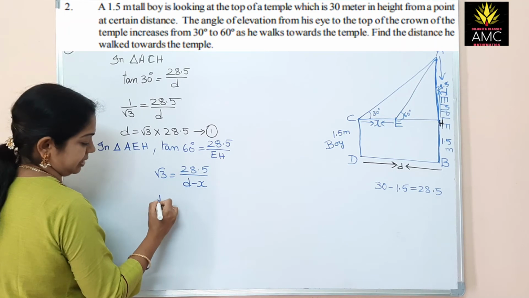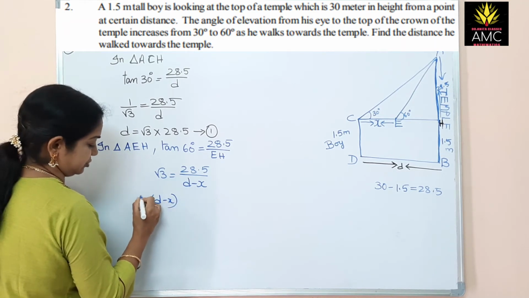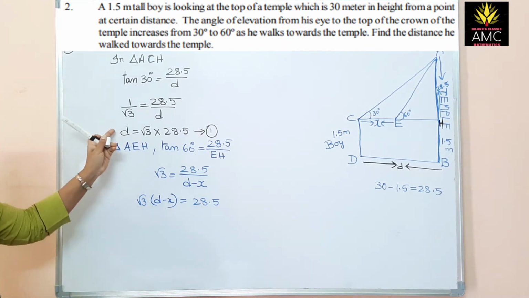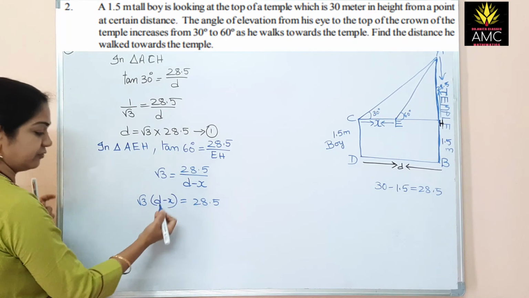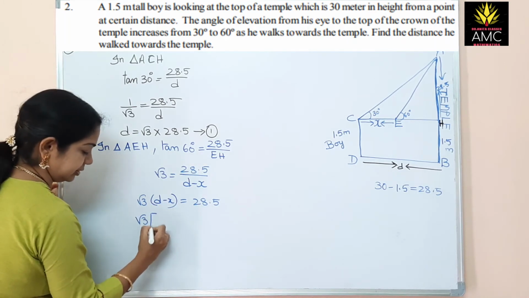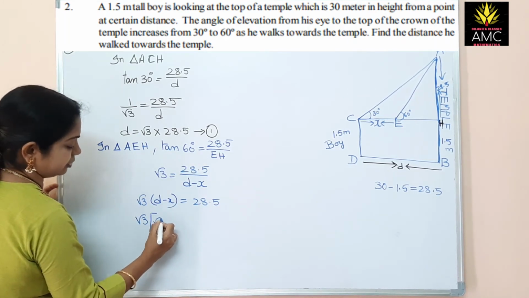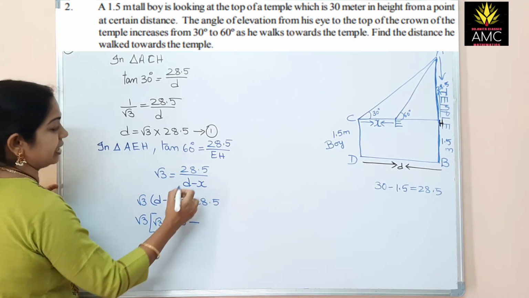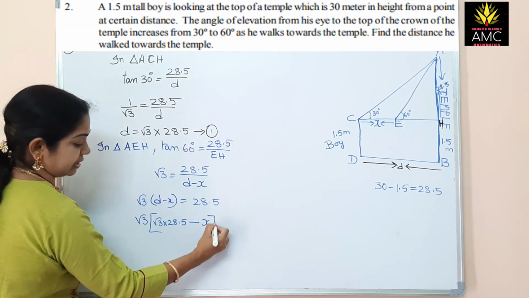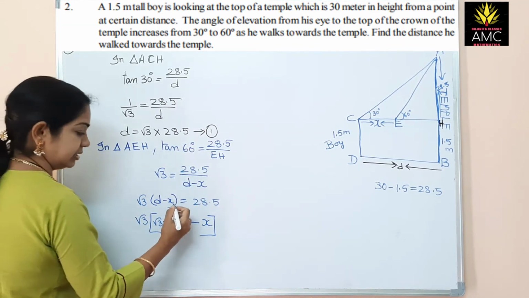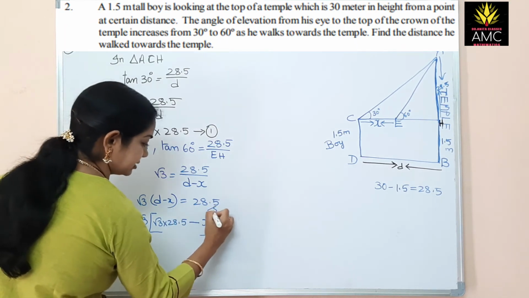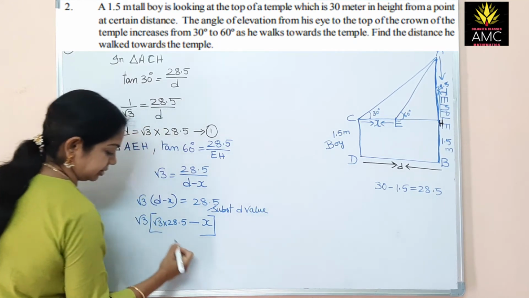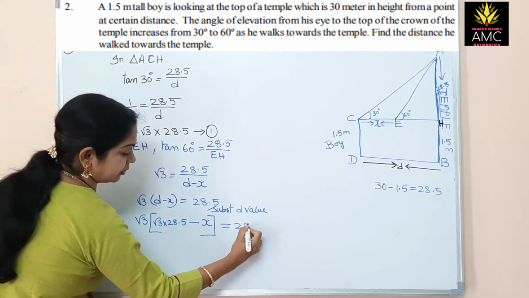So just cross multiply: D minus x into root 3 is equal to 28.5. Now we got D as root 3 into 28.5, which we will substitute here. The D value is root 3 into 28.5 minus x. X is as it is; we don't know the x value. I have just substituted the D value. Now this is equal to 28.5.